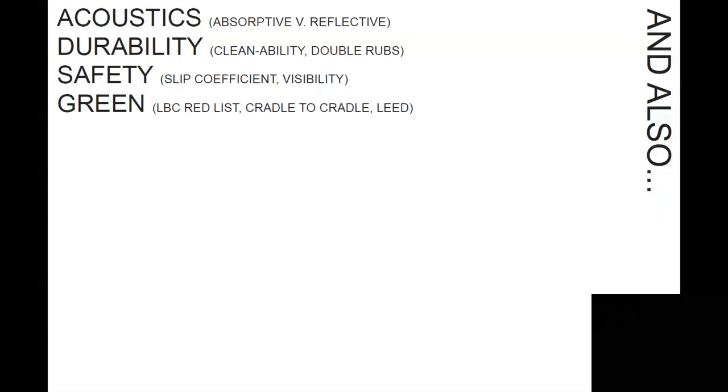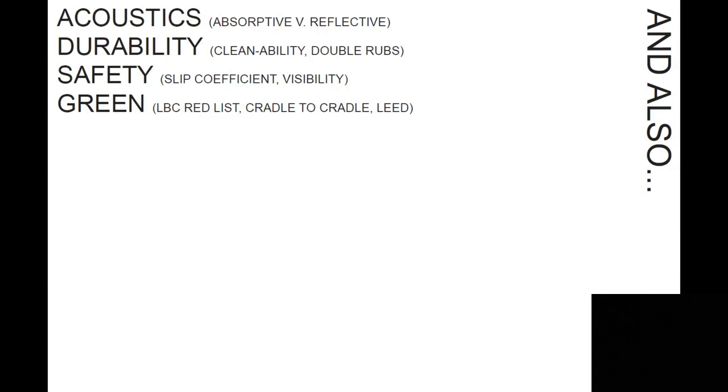So then safety, slip coefficient, and visibility. There might be a really beautiful tile, but if it doesn't come with a high enough slip coefficient for outside of a shower or outside of a pool, you probably can't use it there. Visibility also, if you use some really crazy patterns on stairs, for example, some people might have trouble seeing the stair treads. So these are all things we have to think about on top of everything else.